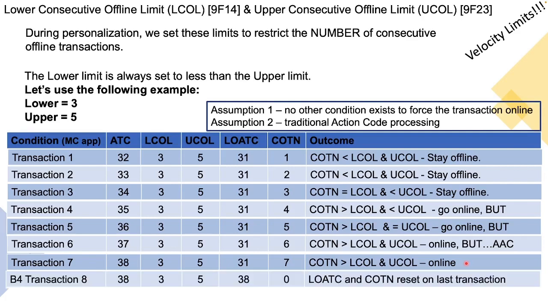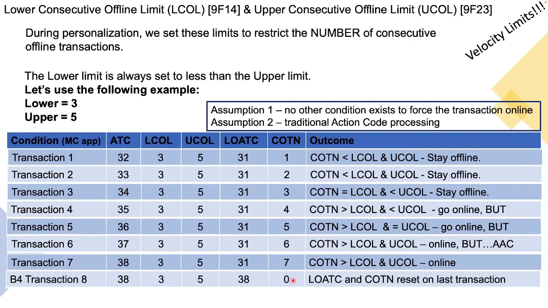Transaction is completed. And the interesting thing is that you'll see I have here before transaction 8. So we've just completed transaction 7. As part of transaction 7, as part of that online completion, what happens is your COTN, your counter, becomes 0. Okay, and then on your very next transaction, this sequence of events that we've seen there will start from scratch again. Okay, I hope that makes sense.